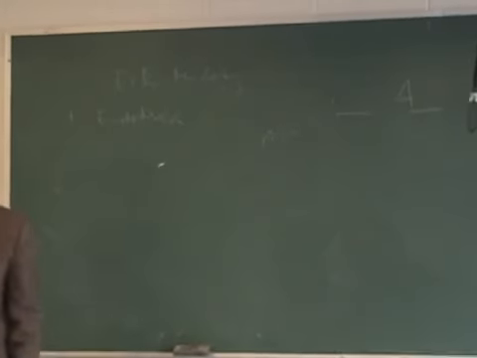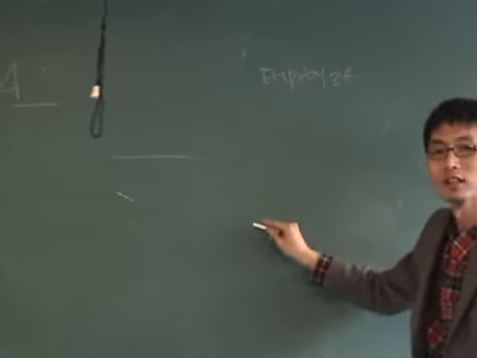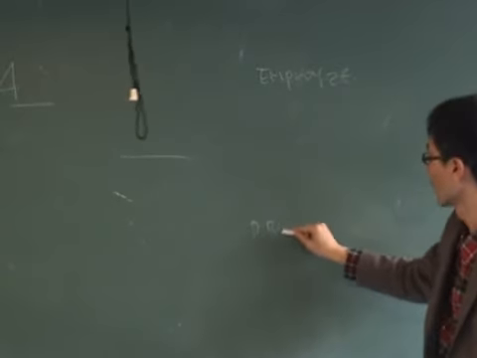The first step is the entity. So how many entities did we find? Employee. Others? Project. And department.